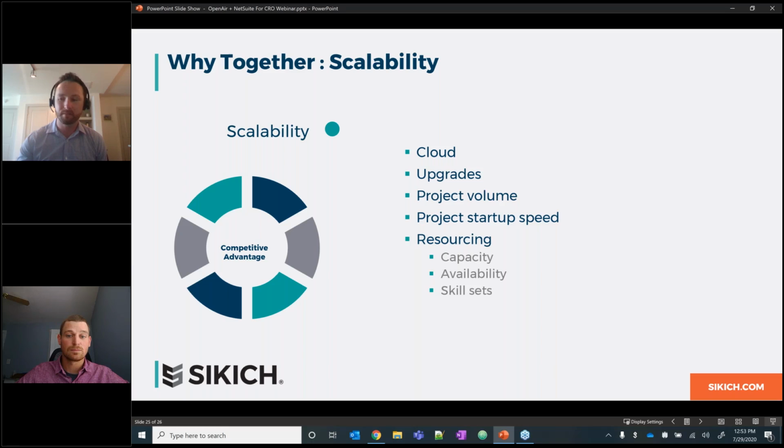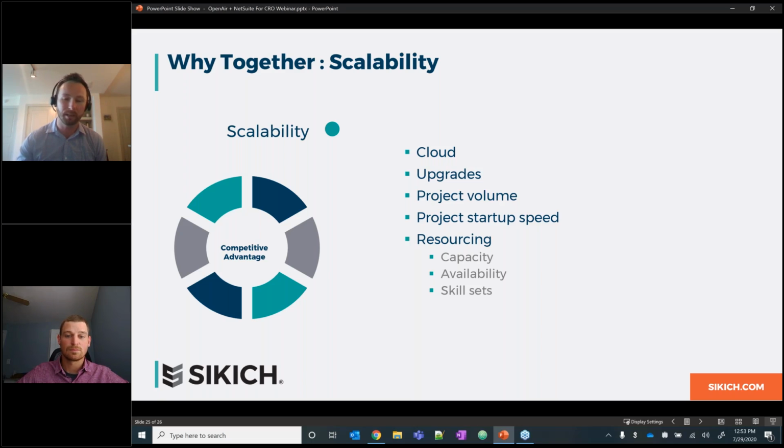Another advantage, right, is you have automatic upgrades. Each of the systems has an upgrade twice a year, adding new functionalities, new features, new reports. So you don't have to worry about having an in-house IT team that needs to upgrade your system periodically, spending all of that internal IT effort, which really allows you to increase your startup speed, increase your project volume, and get back to understanding where within your resourcing you have capacity, availability, skill sets to meet the demand of your pipeline.